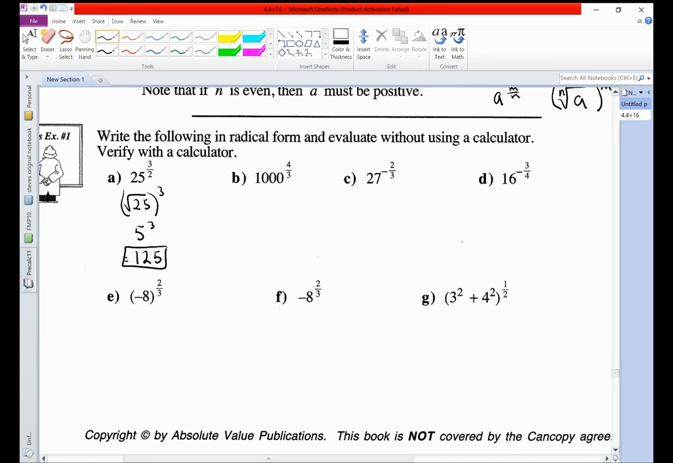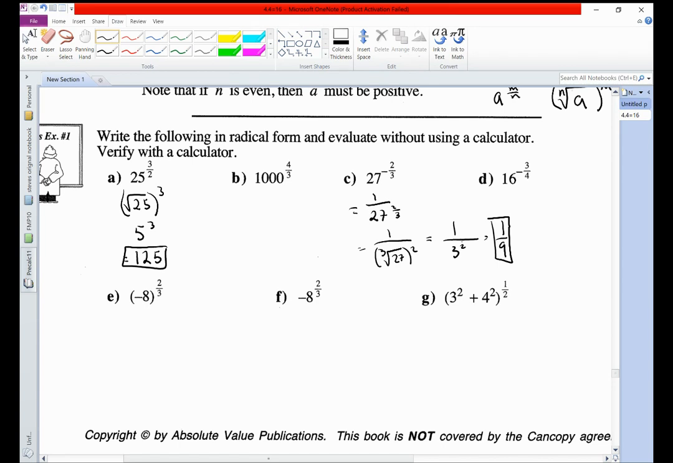Let's do every second one. 27 to the power of -2 over 3 is the same as 1 over 27 to the power of 2 over 3, which is 1 over the third root of 27 all squared. And we know the third root of 27 is going to be 3, and it's still squared, and 3 squared is 9, so our answer becomes 1 over 9.